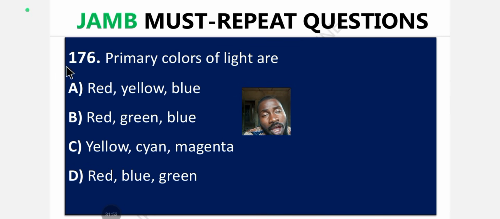JAMB must-repeat questions. Question 176. Primary colors of light are: A. Red, yellow, blue. B. Red, green, blue. C. Yellow, cyan, magenta. D. Red, blue, green. What's the answer? Drop the answer in the comment section.